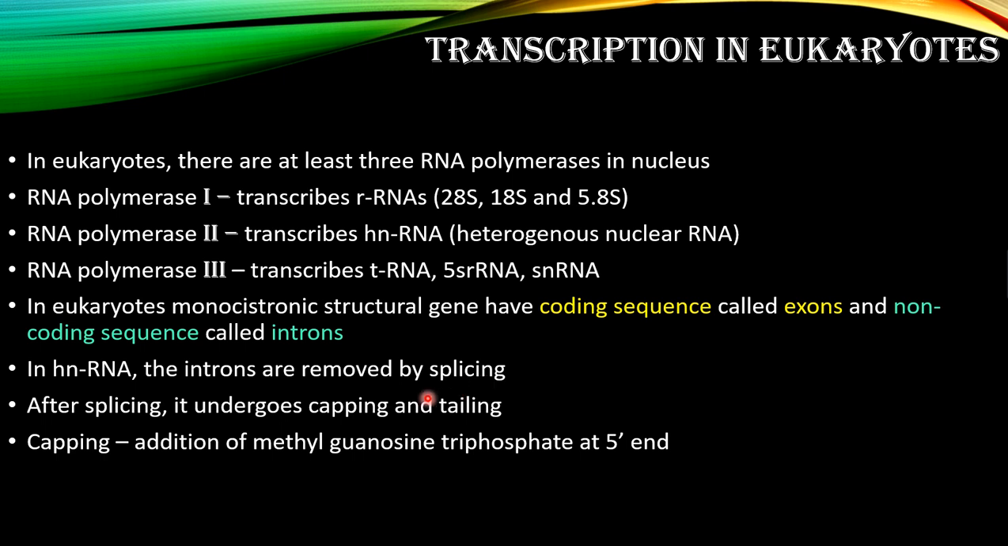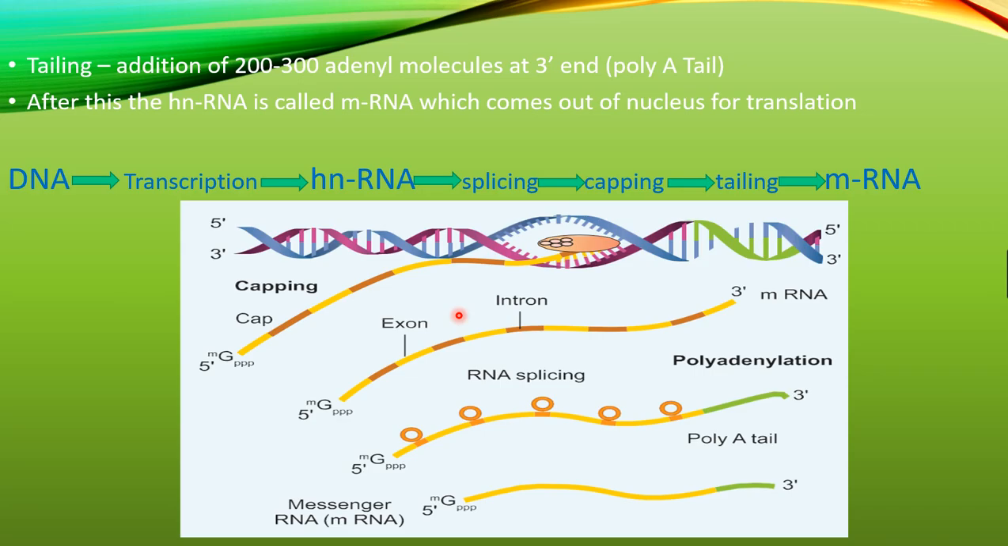Right? After splicing, or removal of the introns, what is required? A cap is required, a tail is required. So we call it capping, and tailing is the next process. What is the cap I said? Addition of methyl guanosine triphosphate at the 5' end as a cap. What is tailing? The polyadenylation process. Poly A is added, which is called tailing. So these are the important steps which occur in the transcription process we are going to see now.